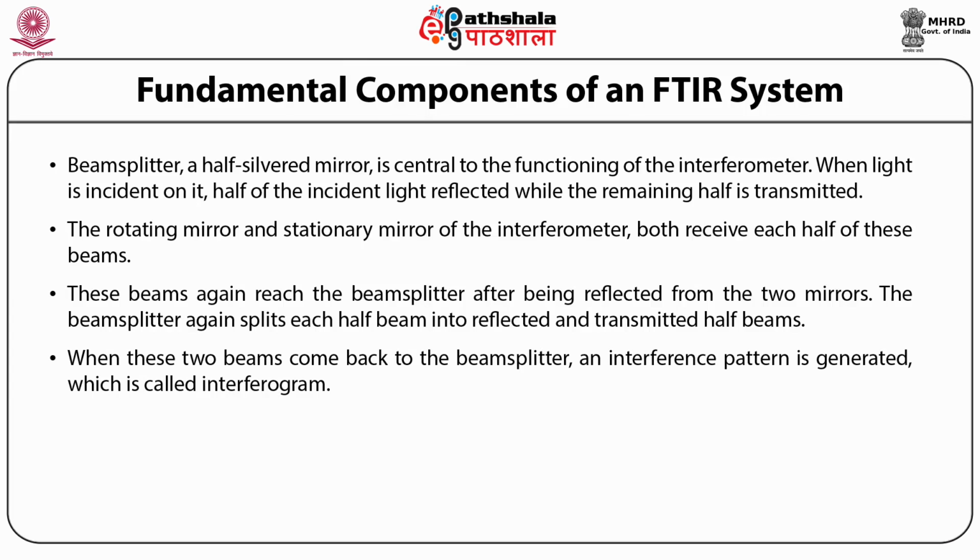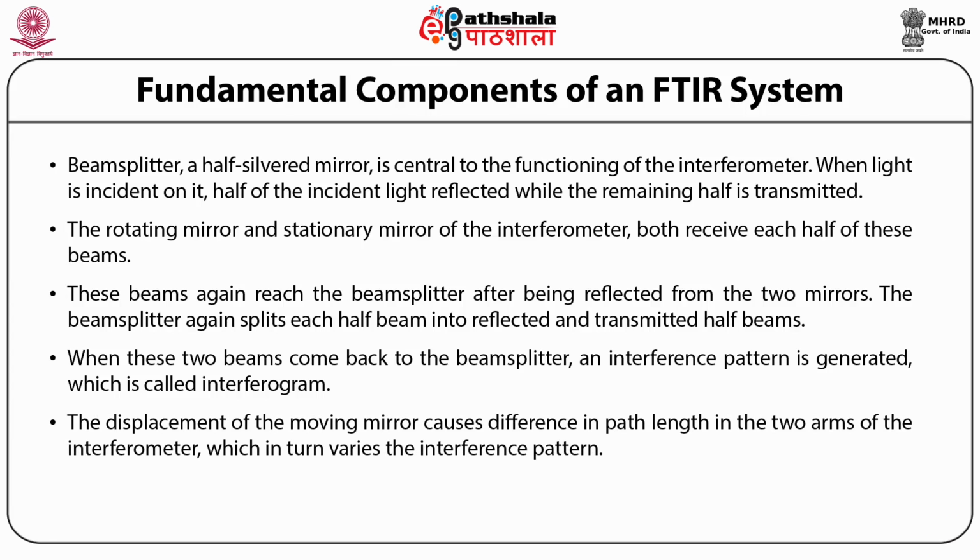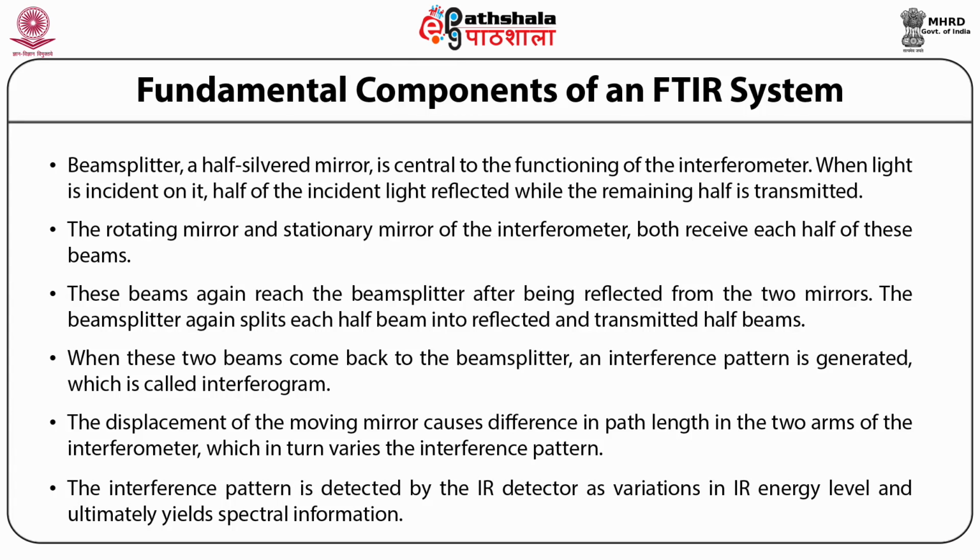When these two beams come back to the beam splitter, an interference pattern is generated, which is called an interferogram. The displacement of the moving mirror causes a difference in path length in the two arms of the interferometer, which in turn varies the interference pattern. The interference pattern is detected by the IR detector as variations in IR energy level and ultimately yields spectral information.